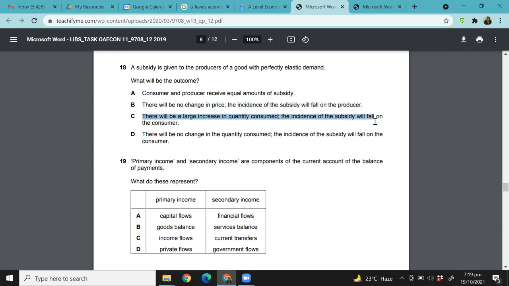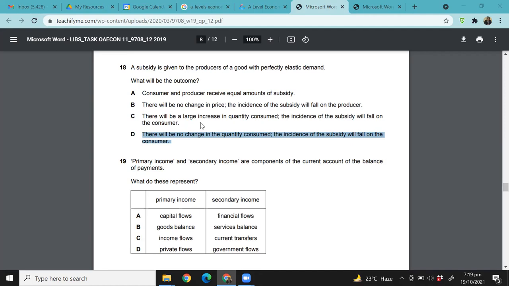The incidence of subsidy will fall on the consumer. There will be no change in quantity consumed. The incidence of subsidy will fall on the consumer. Which one do you think is correct? But there's no point to subsidize a product with perfectly elastic demand as substitutes are available. That's a good point. That's a good point. But over here, yeah, absolutely.